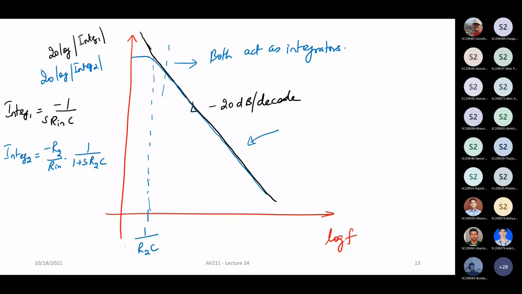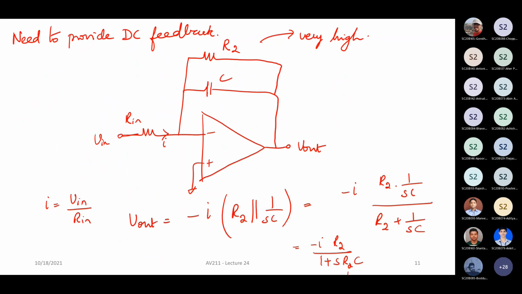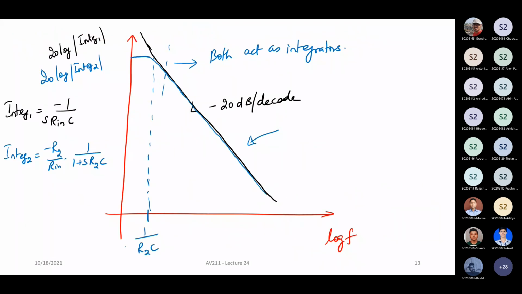It is only in the frequency band around 1 by R2C that integrator 2 stops acting as an integrator and acts like a low pass filter. But beyond the other point, both of them act as integrators. In fact, all practical integrators are of the second type because there is no ideal capacitor which doesn't have any resistance. Even if you have only a capacitor, of course, you will have some DC issues, but even a capacitor will have a small amount of resistance associated with it because of the leads and so on. And therefore, a practical integrator is this other purple one.